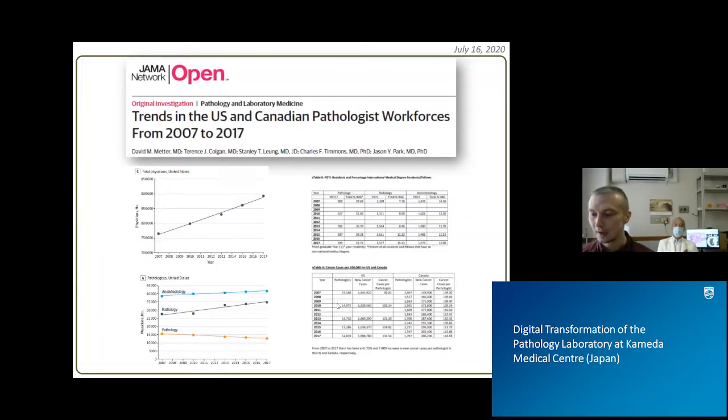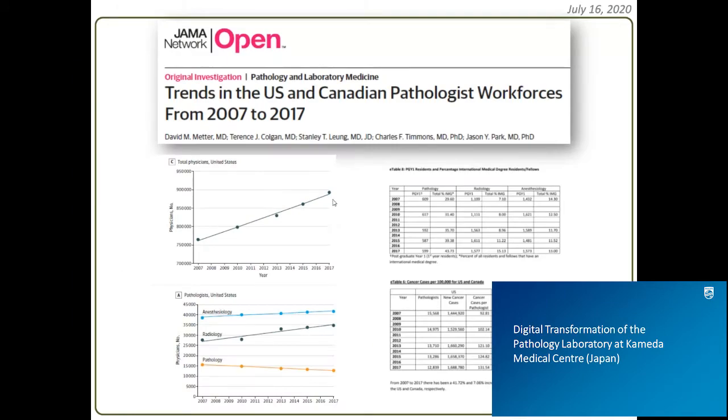So let's go ahead and start with numbers. Very recently, JAMA Network reported on trends in the United States and Canadian pathologists' workforces from 2007 to 2017. The main conclusions: while the number of physicians grows, pathologists decrease, the number of residents does not increase, and the amount of specimens and cancer cases per pathologist increased by 50%. This is what is going on in North America, let's say the most advanced country in medicine.